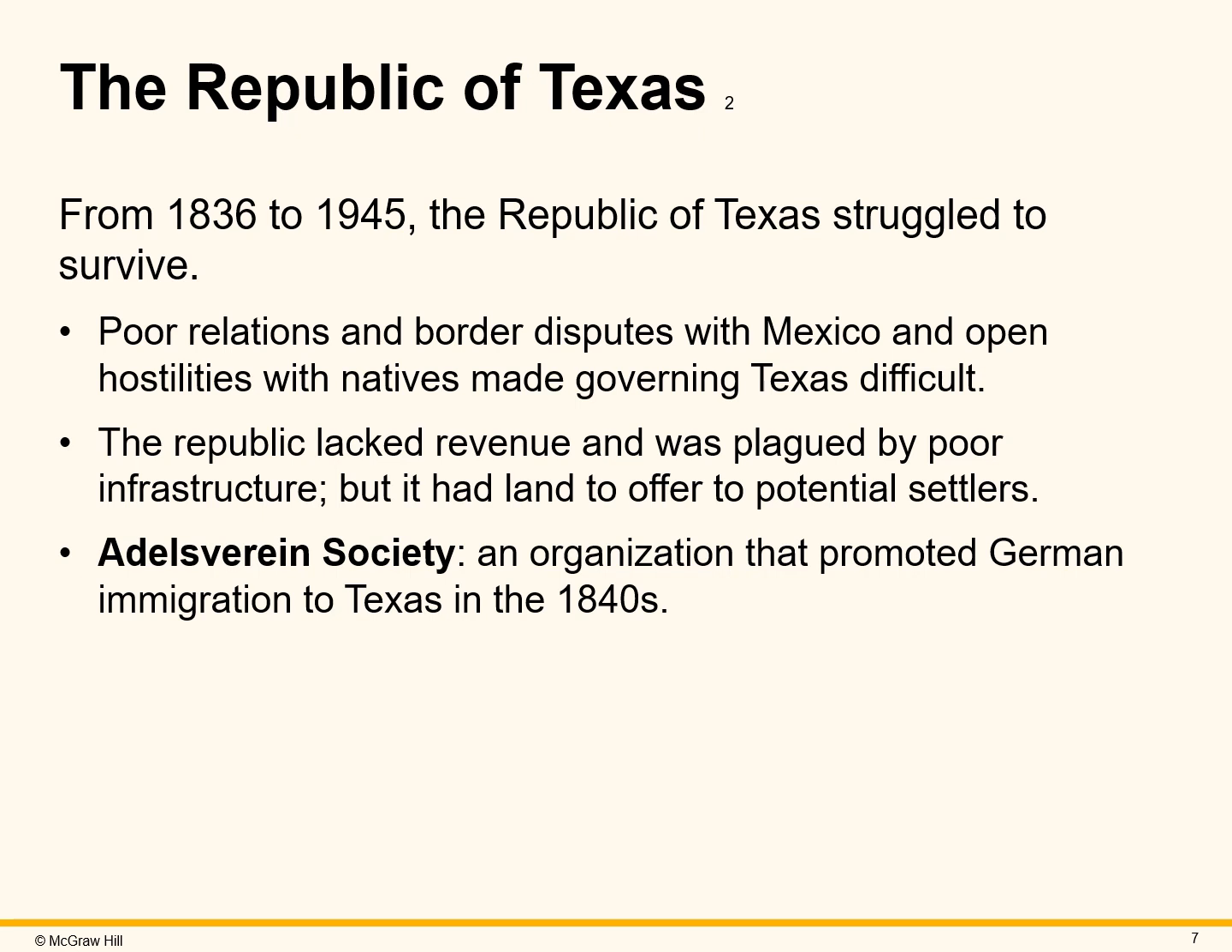From 1836 to 1845, the Republic of Texas struggled to survive. Poor relations and border disputes with Mexico and open hostilities with natives made governing Texas difficult. The Republic lacked revenue and was plagued by poor infrastructure, but it had land to offer potential settlers. An organization called the Adelsverein, or Society, promoted German immigration to Texas in 1840.